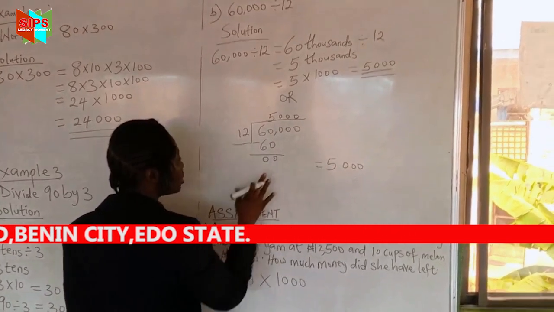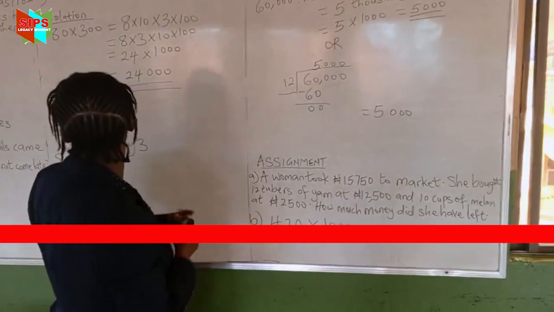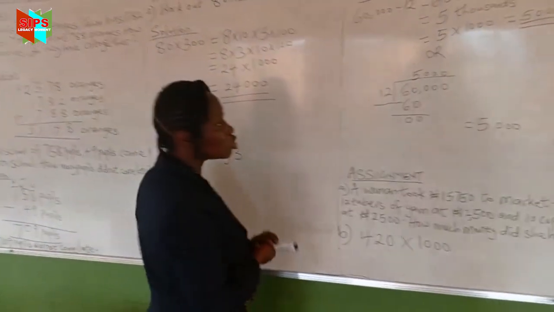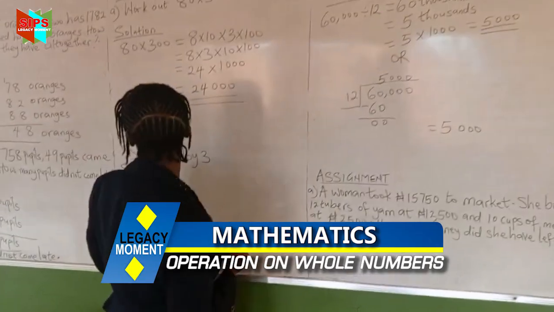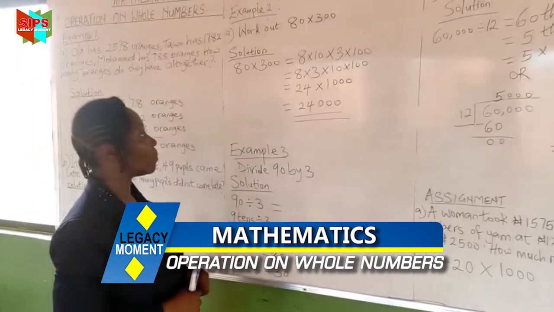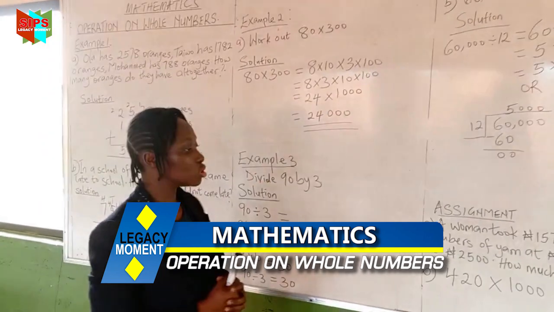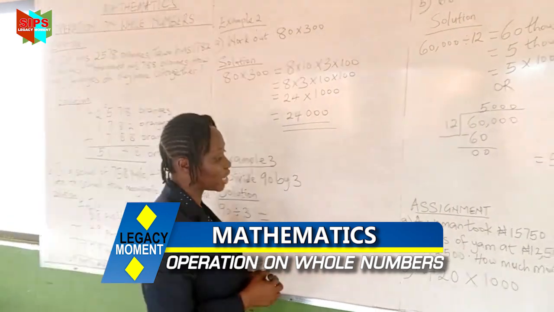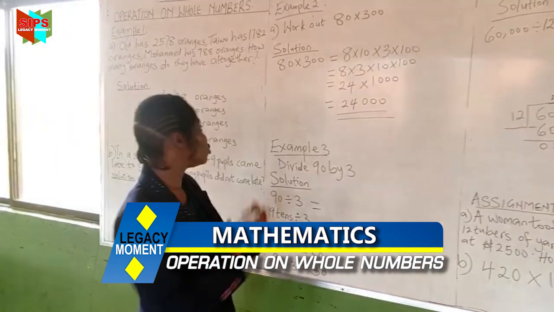Alright, so with this, we have come to the end of solving problems on operation on whole numbers, and we've been able to treat problems on addition of numbers, subtraction of numbers, multiplication of numbers, and of course division of numbers. So I expect you to take your time and solve more problems on your own.